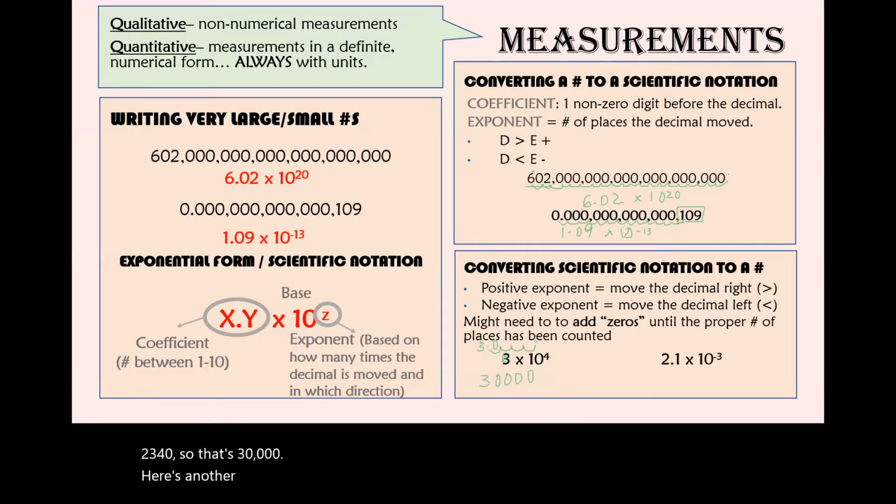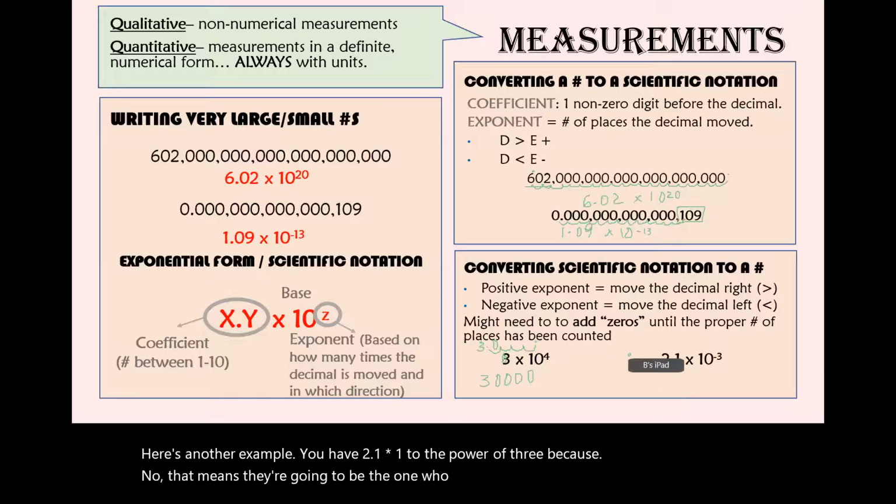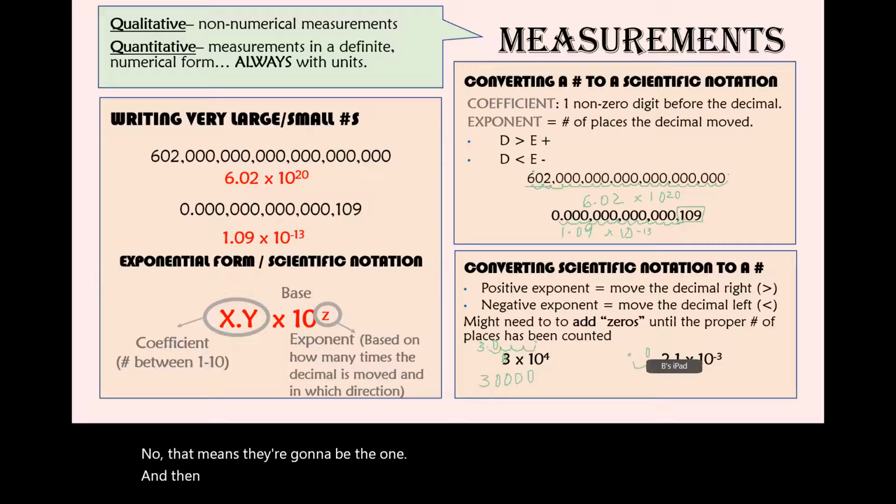Here's another example. We have 2.1 times 10 to the power of negative 3. So because it's a negative exponent, that means we're going to move it to the left. So 1, 2, 3. This is where the decimal is going to be now. And then this empty space that you see, we're going to fill that with the zeros. So your final answer is going to be 0.0021.